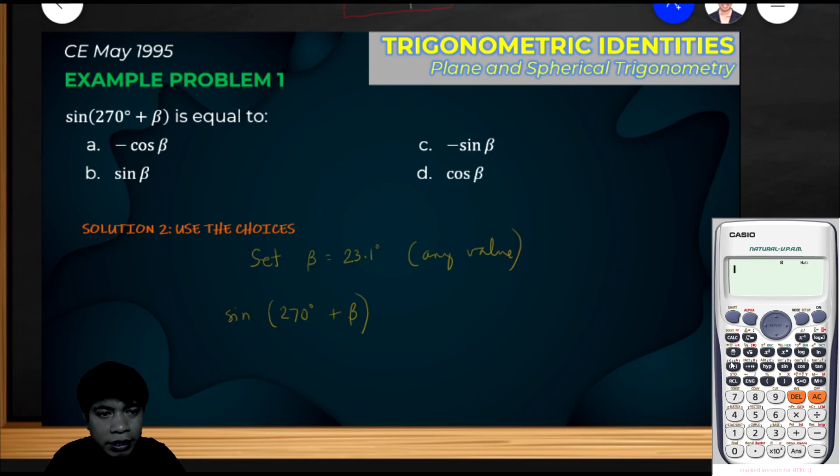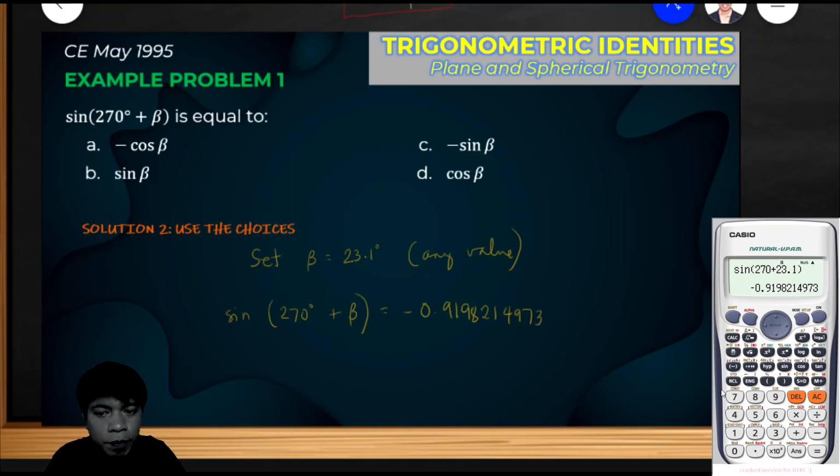So i-calculate natin. Take note, dapat ay yung nakalagay dito is degrees sa taas, okay? I hope na naintindihan nyo yung ibig sabihin. Kailangan pindutin nyo yung sine, of course, and then 270 plus yung beta. Yung beta natin is 23.1. Okay, equals lang natin, and of course, lalabas dito yung ating sagot which is negative 0.9198.